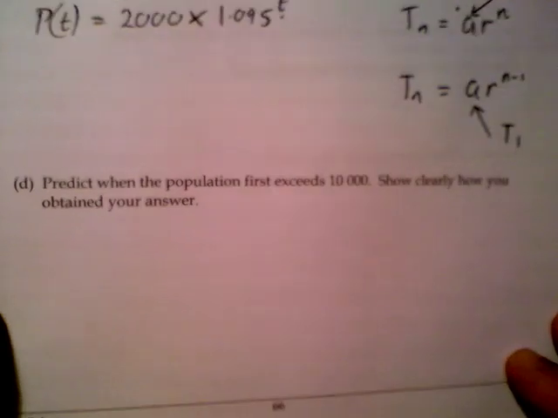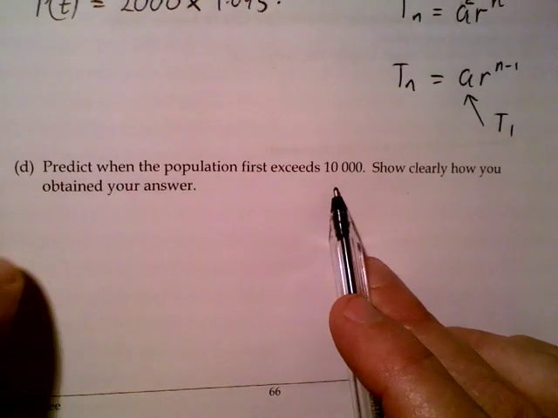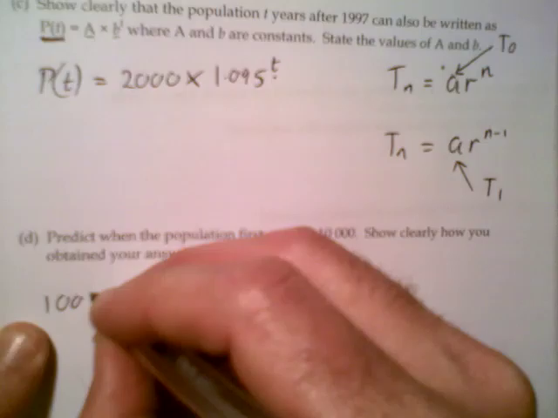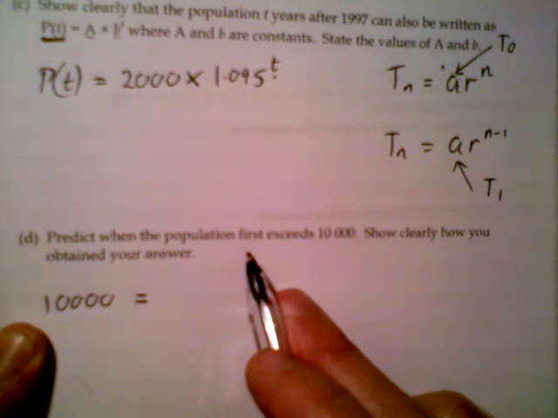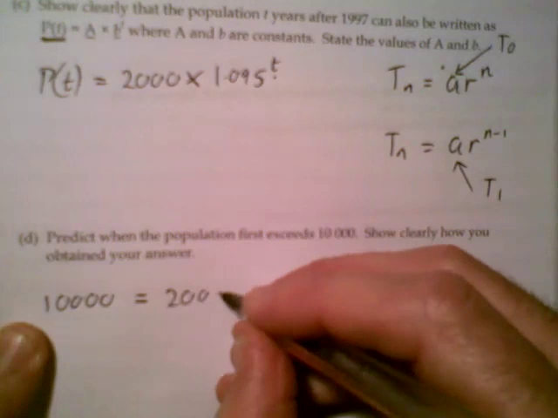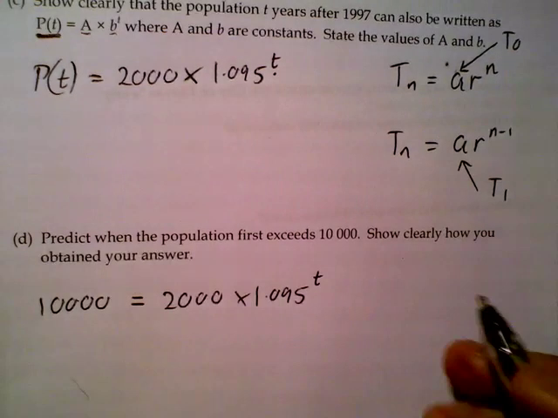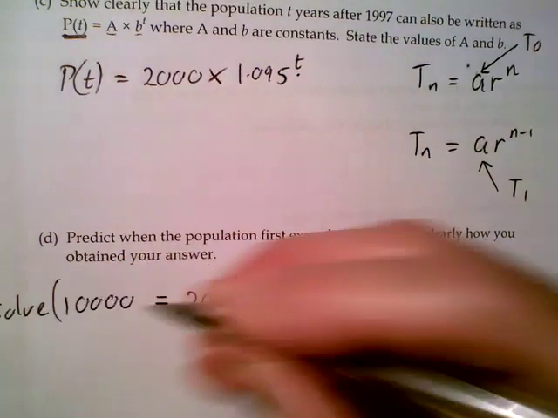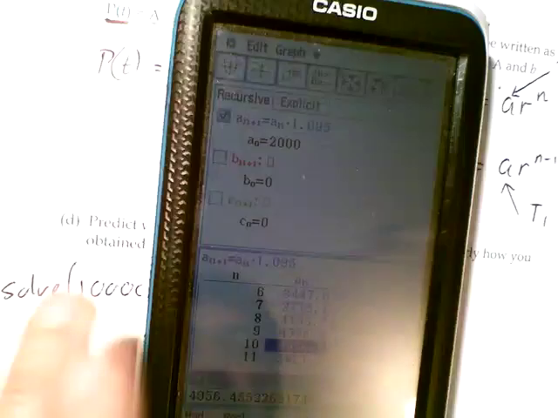Finally here they want you to predict the population when the population first exceeds 10,000. So we can just go back to our general rule here and sub in 10,000. They want it for when it first exceeds. We'll just work out when it actually is equal to 10,000. So we'll say 10,000 equals 2,000 times 1.095 to the power of T, and we'll solve for T. Now ClassPad does that real easy. So on ClassPad we just pop the solve in there and solve for T, and that'll give us an answer. Let's do that on ClassPad, see how we go.